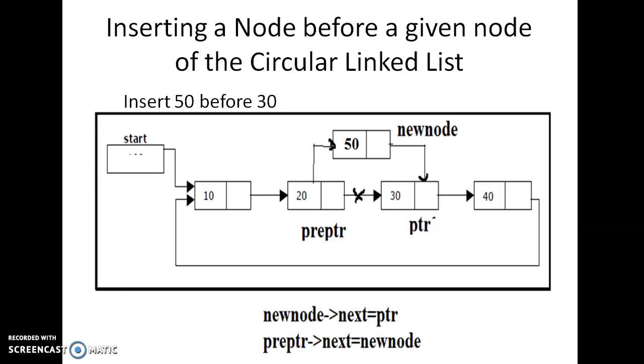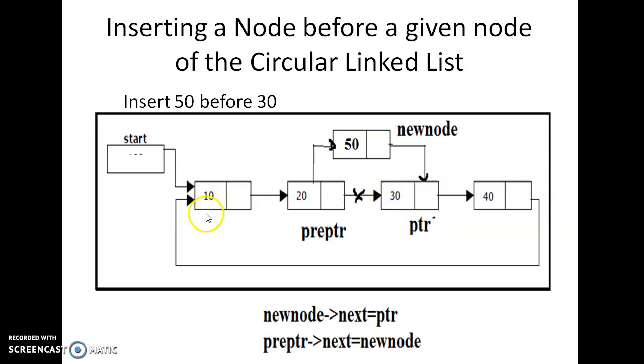Now we will see inserting a node before a given node of the circular linked list. As an example, suppose I want to insert a node called 50 before 30. For this purpose, I want to discontinue this particular link and establish two links here. Initially, I'll start the pointer here and I will increment the pointer until the value that is needed, that is 30.